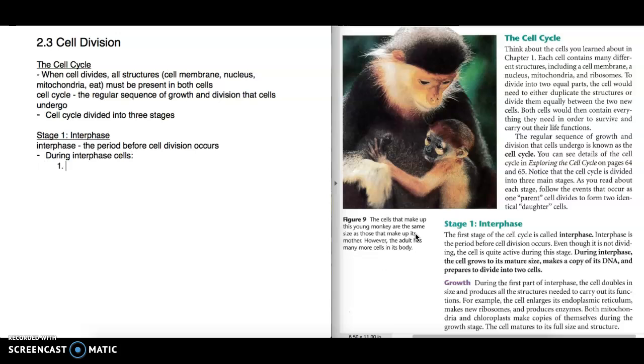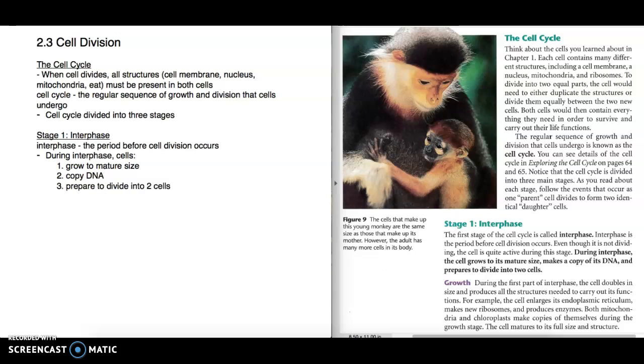Whenever I see a list, I'm going to write it as such in my notes. So during interphase, 3 things happen. The first thing that happens is that cells, excuse my grammar here, cells grow to mature size. After that, they copy their DNA. And then thirdly, they prepare to divide into 2 cells. That is the end of stage 1 interphase.